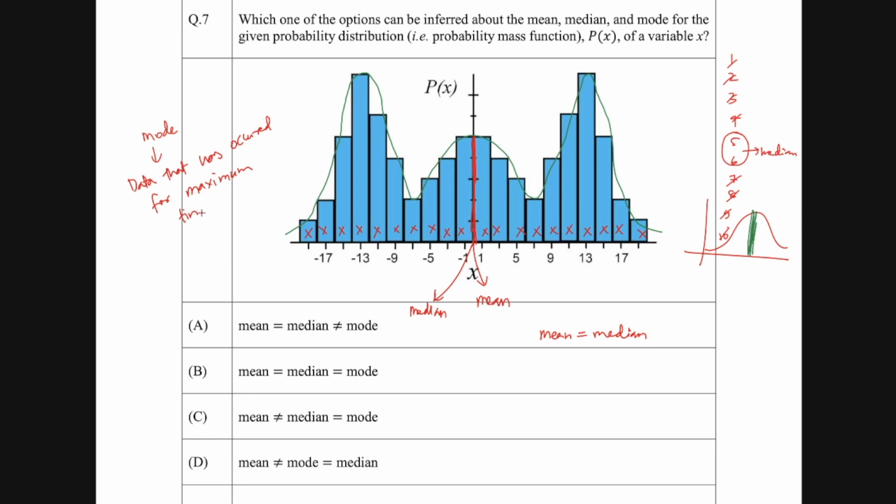Okay, maximum time means something which has been repeated the maximum number of times. So which value has been repeated the maximum number of times? Minus 13 has been repeated, because its graph is high, its probability function is high. So these two are your mode. Mode is different. This and this are your mode. So of course mean and median are equal, but mode is different. That's why option A should be your correct option.